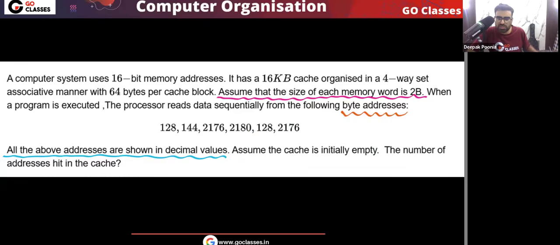So in this type of situation, first we need to find what are the block numbers. This is important. From these byte addresses, first you find what are the block numbers, means this byte address belongs to which block, this main memory address belongs to which block, and this byte address belongs to which block. So from this sequence of byte addresses, or I can say from this sequence of main memory addresses, always you find what is the sequence of block numbers.